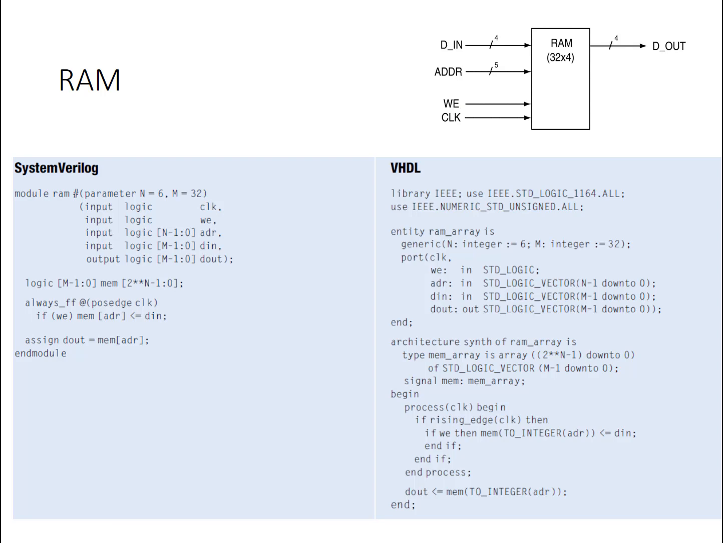I'll have one input into the block for enabling it for writing. Otherwise, we'll assume we're reading. And then obviously a clock. And in this case, we're going to design our circuit so that our writes are synchronous and our reads are asynchronous. So now on the left, we have our SystemVerilog code.